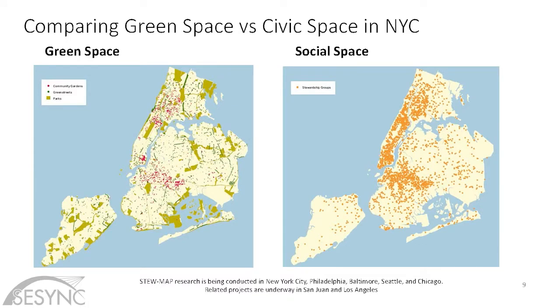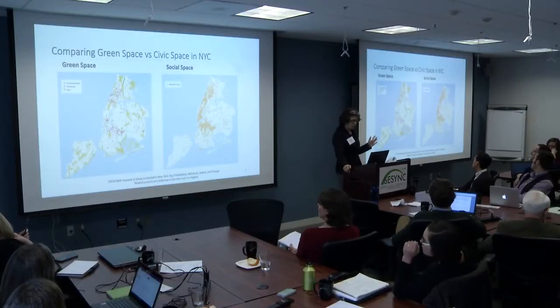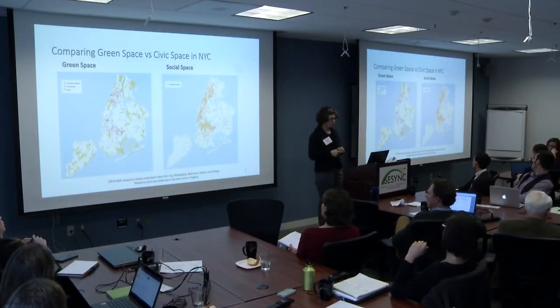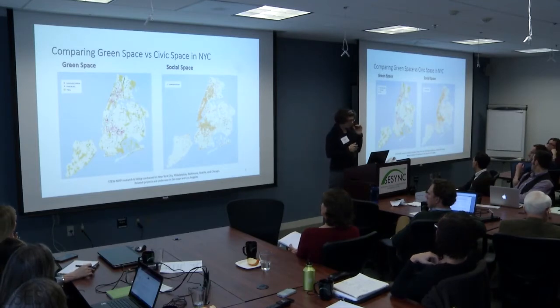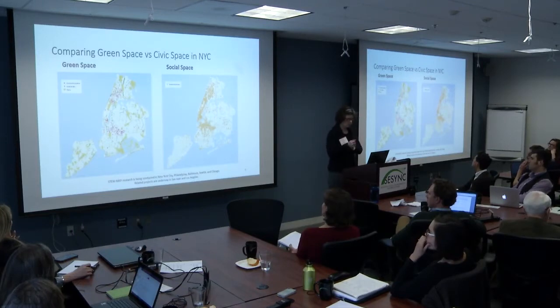So one of the things we did with these data is we compared green space to civic space in New York City. On your left, we have a map of green space in the city, and I don't know if you can see, but the red dots are community gardens, the blue dots are green streets, and the parks are green. And then on the right-hand side we have social space. The social space is the population of all of the stewardship organizations that we were sampling from, so you can see how well distributed they are.